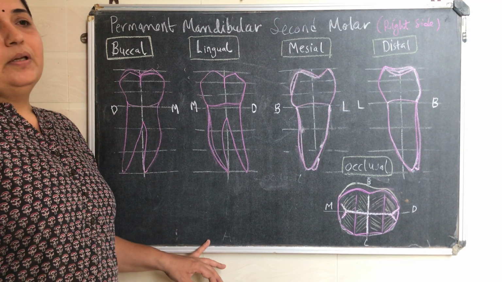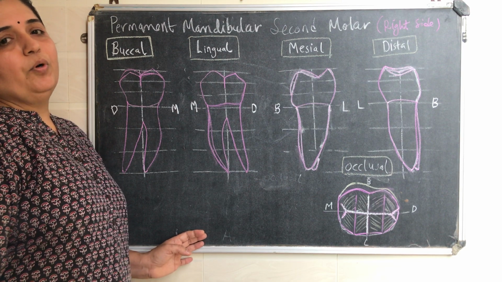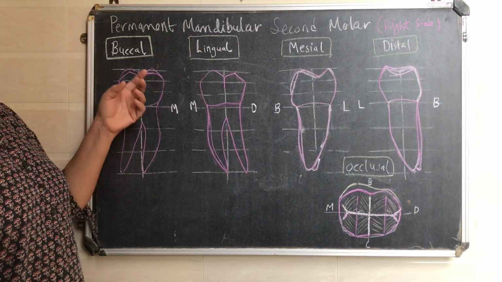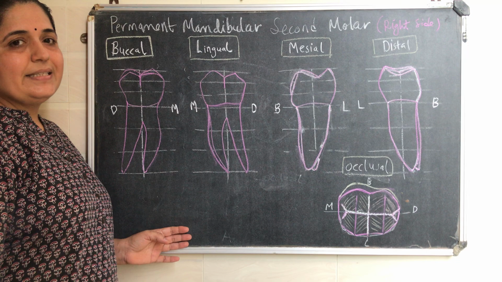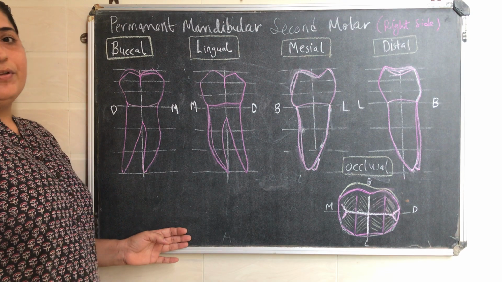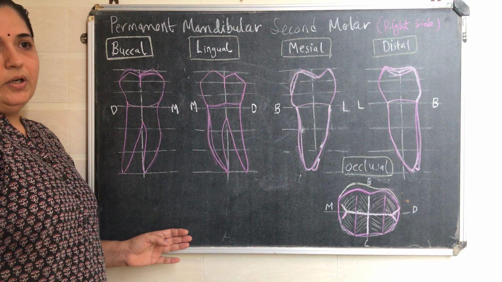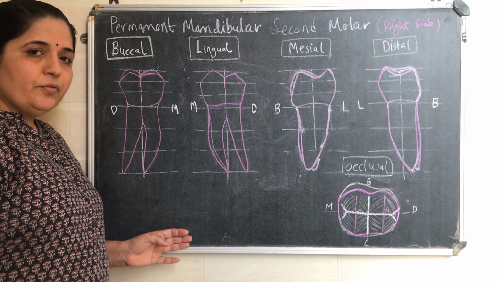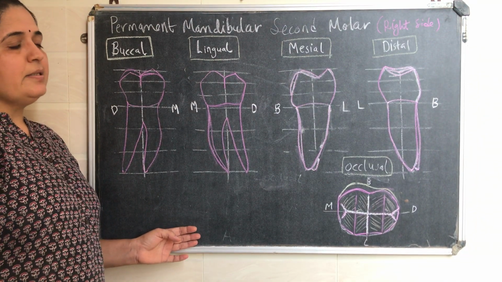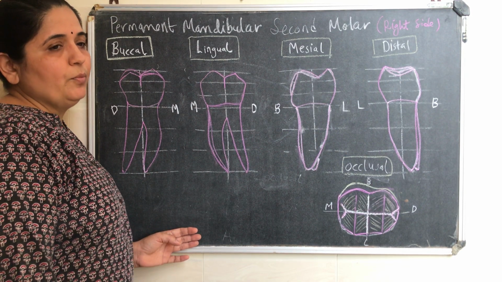Size wise, mandibular second molar is smaller than the first molar in all dimensions. That means cervico-occlusal length of the crown is less than the first molar. Also the mesiodistal dimension is less than the first molar. Buccolingual dimension is also less than the first molar, and the length of the root is also less than the first molar, right? So in all dimensions, the second molar is generally smaller than the first molar.